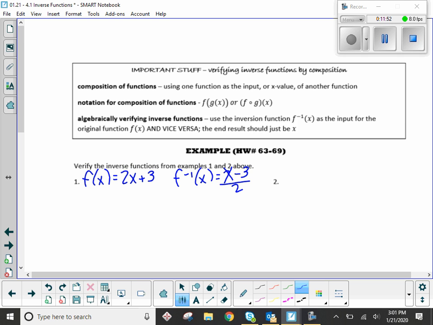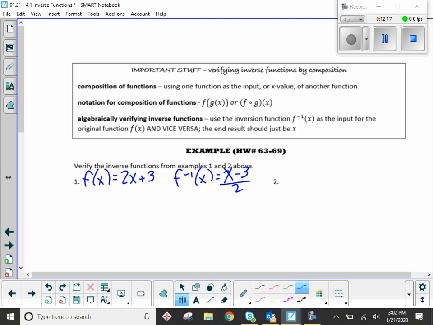So here's how you use algebra to prove. Let's say you got this and you wanted to check it and see if you were right. Here's what you would do. You would take this function and plug it in here. You should get x. Then you would take this function and plug it in here. And you should get x again.